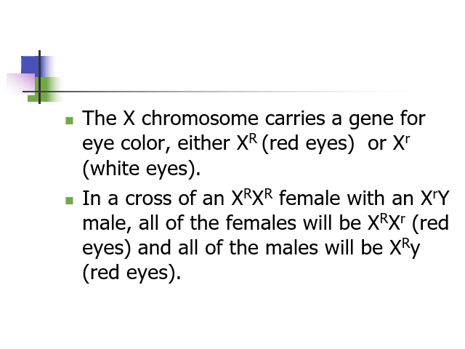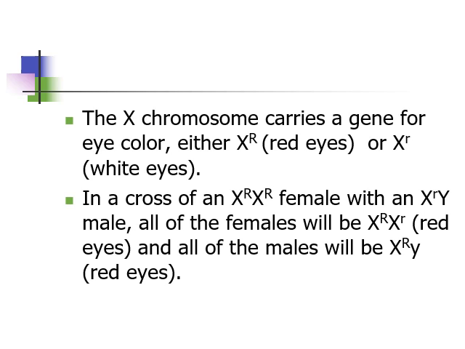So the X chromosome carries the gene for eye color, either X with a capital R, which would be for red eyes, or X with a lowercase r, which would be for white eyes. If we were to crossbreed a female that's X capital R, X capital R, with a male that is X lowercase r and a Y, all of the females would be X capital R, X lowercase r. The female's got an X with a capital R from their mother, and the female's got an X with a lowercase r from their father.